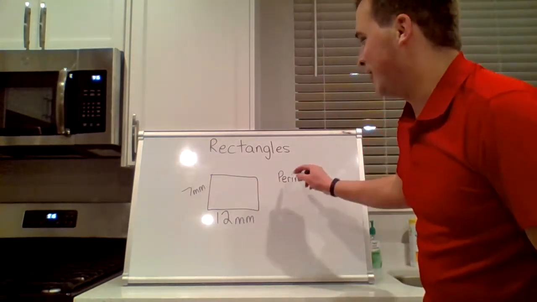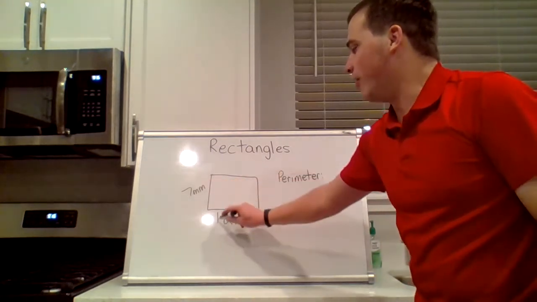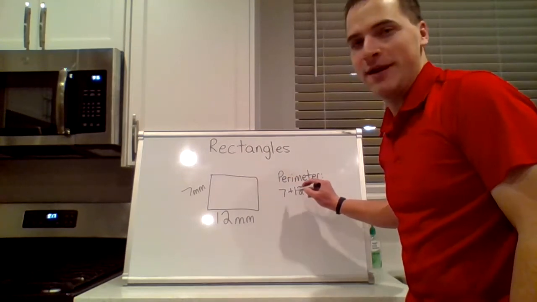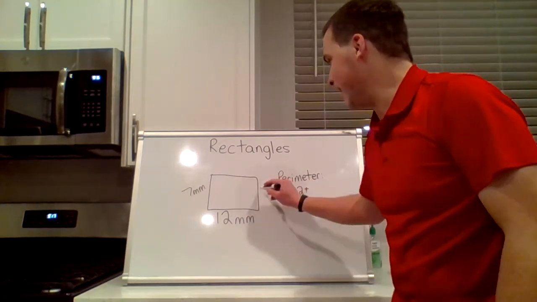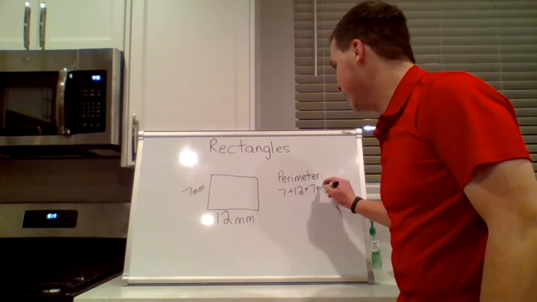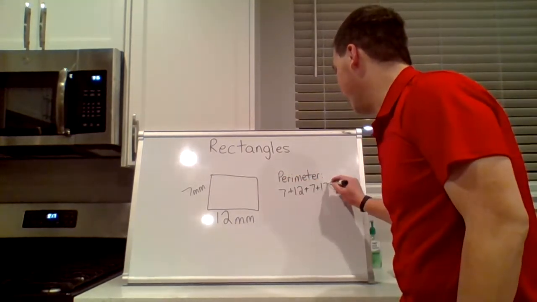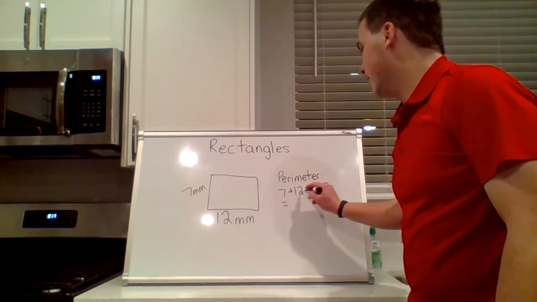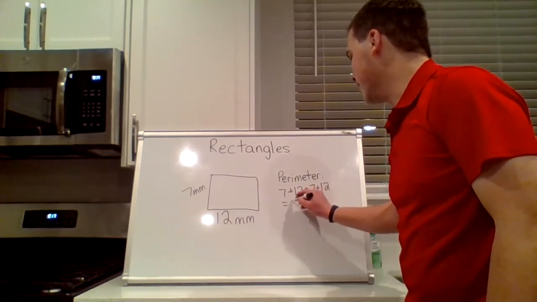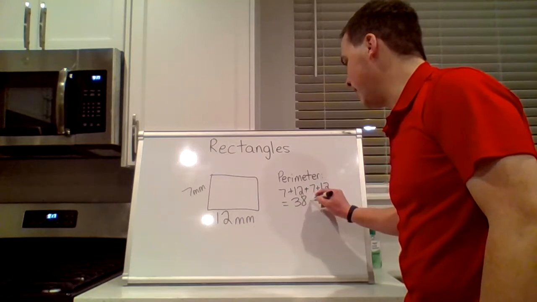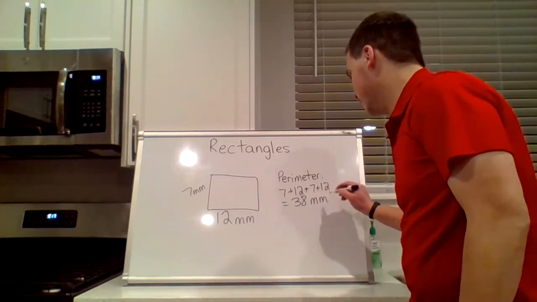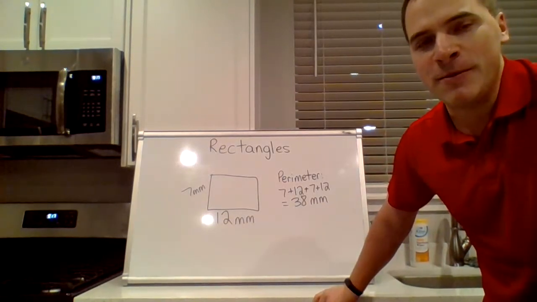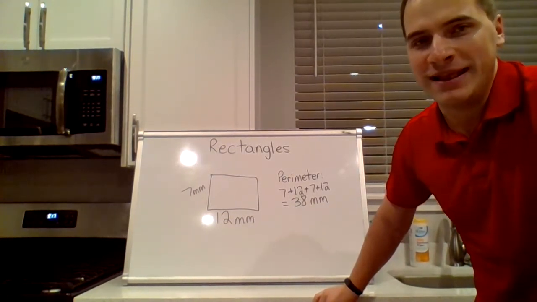Alright, the perimeter is you add all the numbers together. A lot of students do 7 plus 12. That's correct, but you need more because this length is also 7. And this length is 12 as well. Add those together: 7, 19, 26, you get 38. And remember your units, millimeters. Okay, that's how to find the perimeter. Remember, the perimeter is the length around the rectangle.